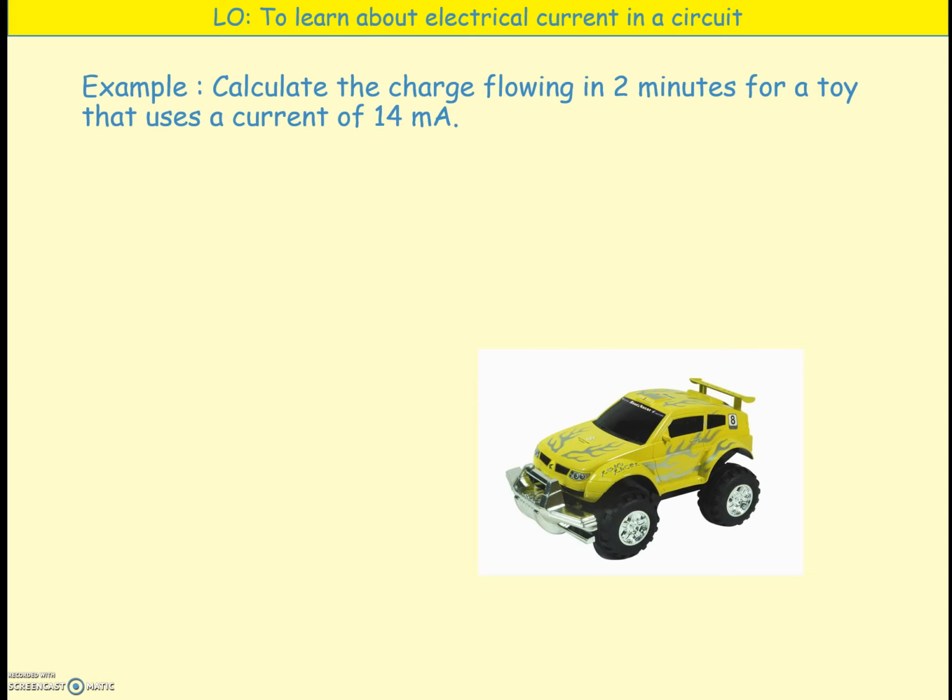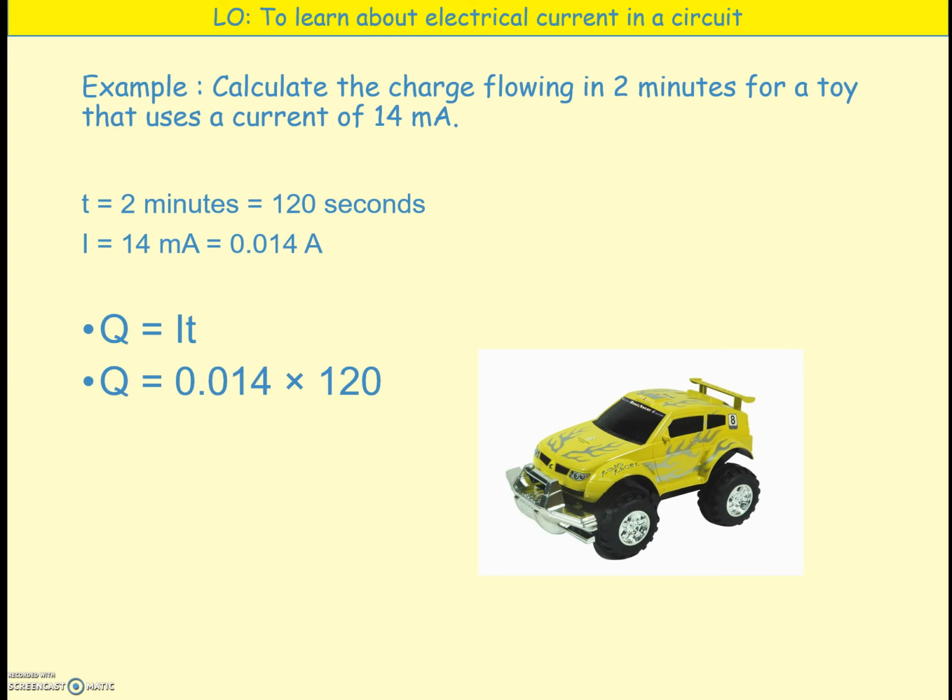Calculate the charge flowing in 2 minutes for a toy that uses a current of 14 milliamps. So T is equal to 2 minutes, which we have to convert into seconds. That's 120 seconds. I would be 14 milliamps, which would be the equivalent of 0.014. And that would give us a working out, which would be Q this time, equal to I times T, because we have to rearrange our formula. And Q is equal to 0.014 times 120, and that would give us 1.7 C, 1.7 coulombs. We've got our formula again, we've got our working out, and now we've got an answer and our unit.